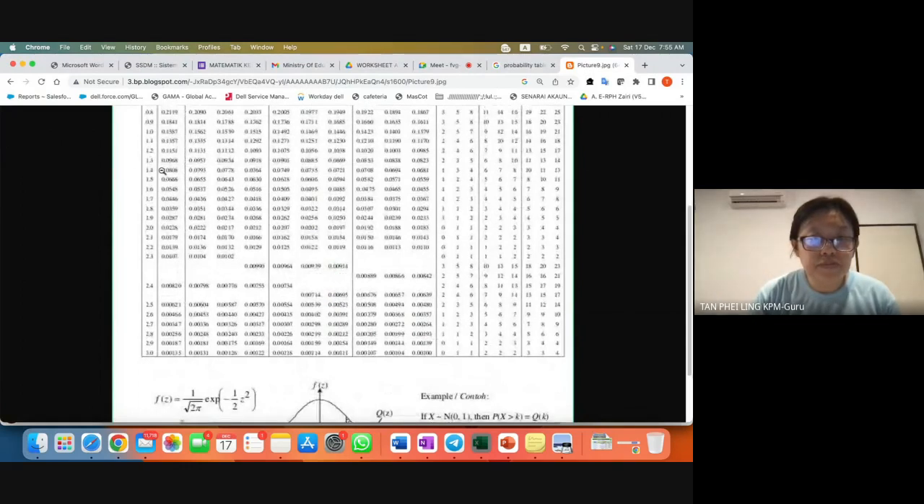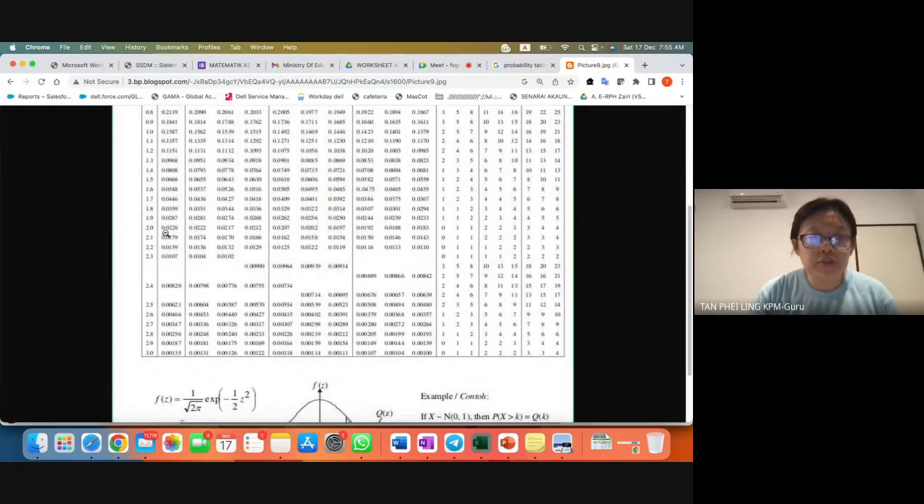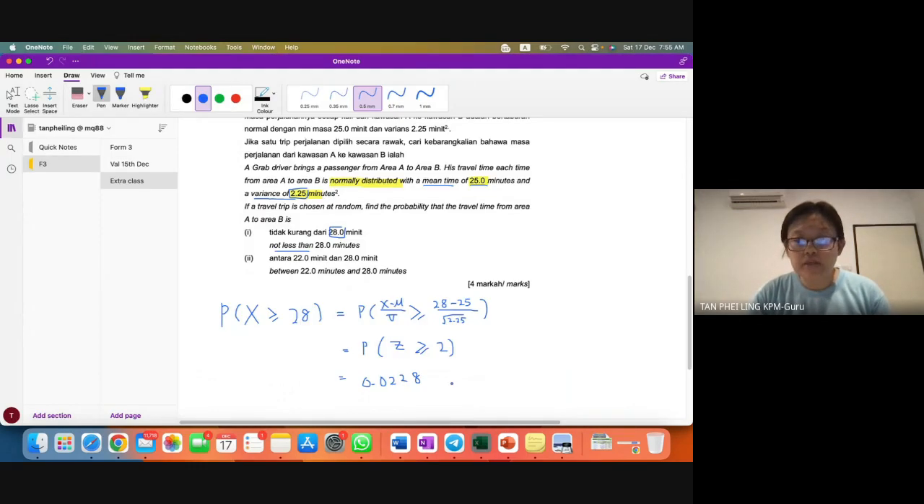0.0228, correct. Okay, 2.0, yeah, 0.0228. Everybody got it, yeah? So let's move on to the next one. They want between 22 and 28. So we can just continue with the same thing, just that now our X will be between two values, right? Between 22 and also 28. So same thing, we change it to Z score.